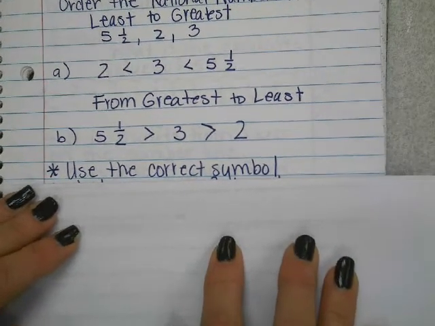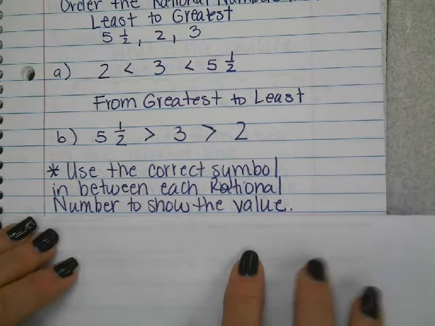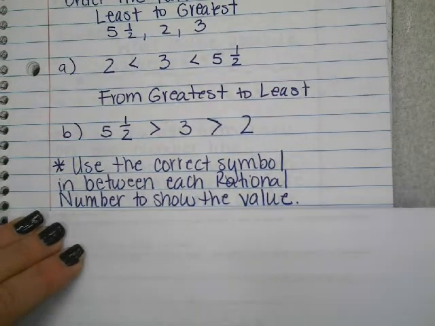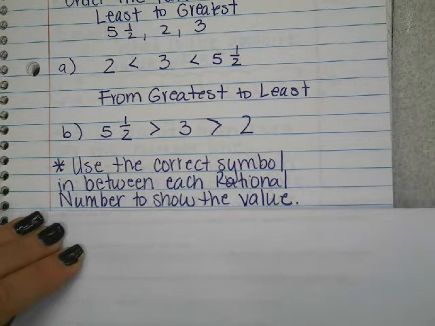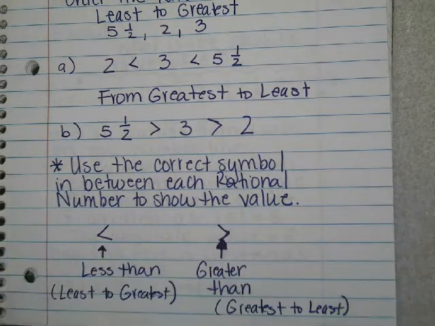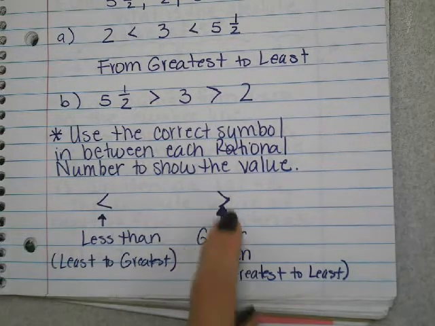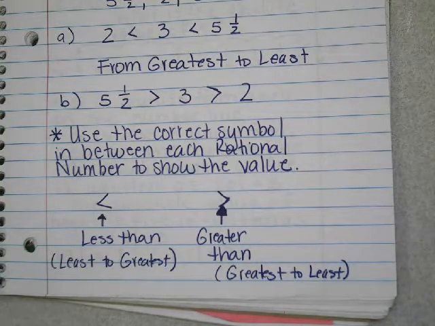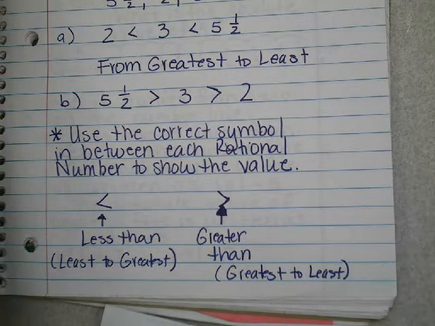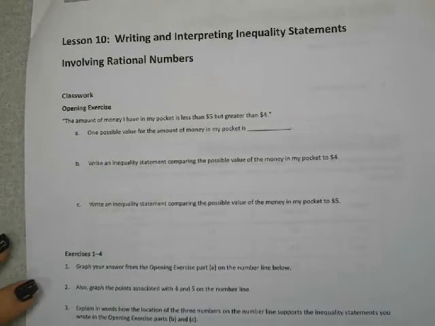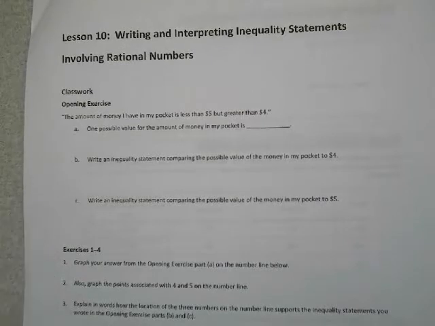So some things to remember. Use the correct symbol in between each rational number to show the value. So you're thinking about whether you need less than or greater than, depending on whether you're listing your numbers least to greatest or greatest to least. So again, remember that you're going to use this less than sign for least to greatest, and you're going to use the greater than sign if you're ordering from greatest to least. So once you've completed the notes, then we'll start working on the lesson, and it's Lesson 10. Lesson 10 is page 95 of your book. So you'll want to turn your book to page 95 when you finish the notes.